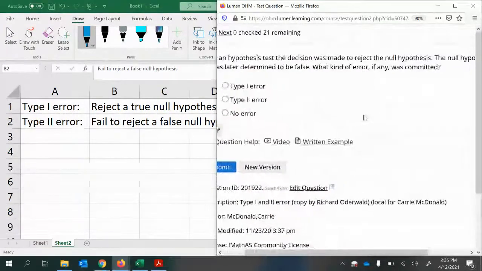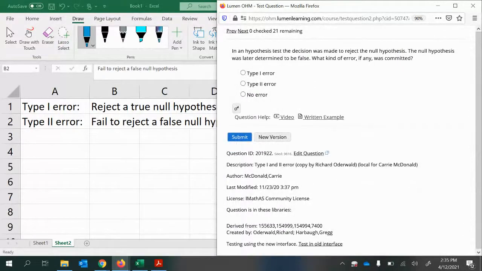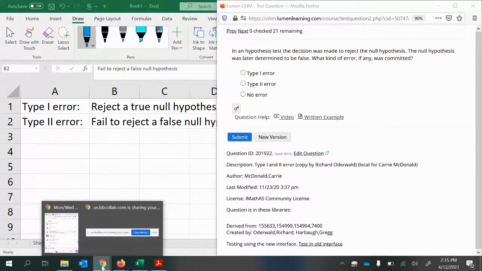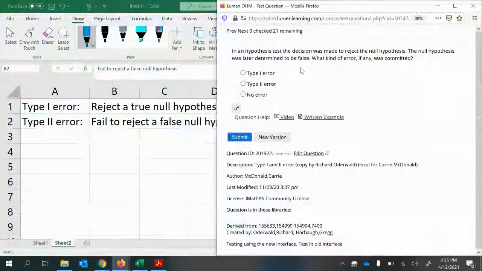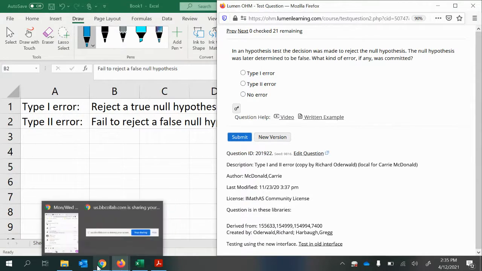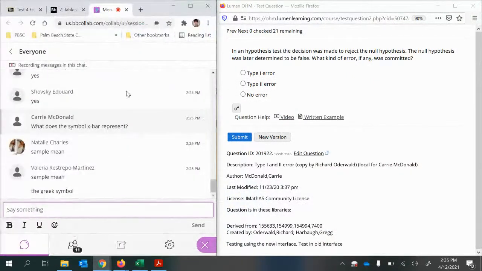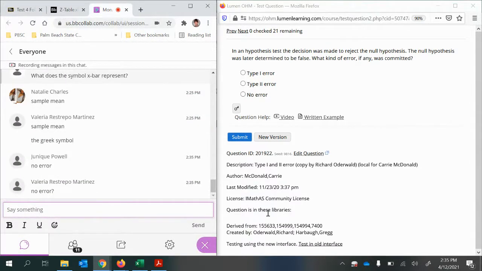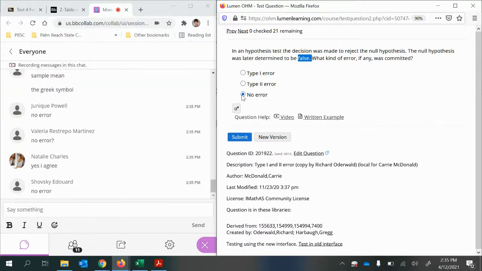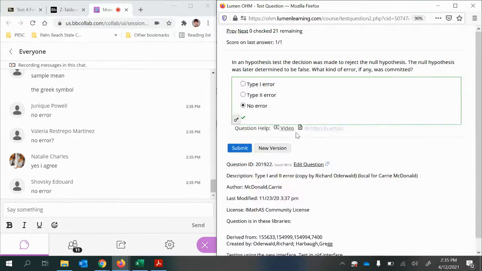This one says the decision was made to reject the null hypothesis. The null hypothesis was later determined to be false. So what do you think? Wait, you say no error, okay? We rejected the null hypothesis, and it was a false hypothesis. So yes, that was the correct decision to make. Nice. Okay, good job.